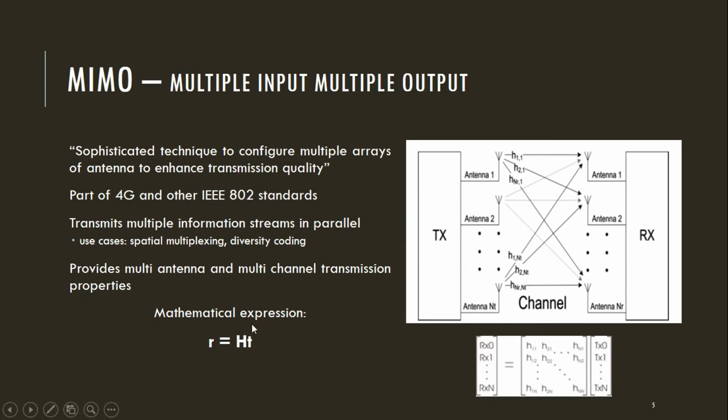Mathematically, MIMO can be represented as R = HT, where R is the receiving antenna matrix and T is the sending antenna matrix. How we denote this mathematically here is that the channel from antenna 1 to receiver 1 would be termed as 1-1, from antenna 1 to receiver 2 would be termed as 2-1, and so on and so forth.